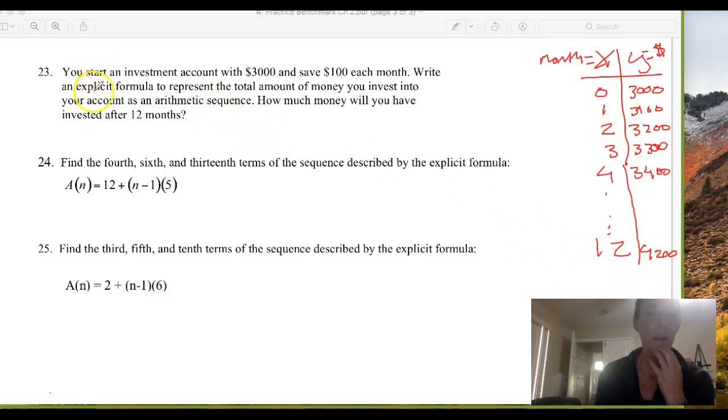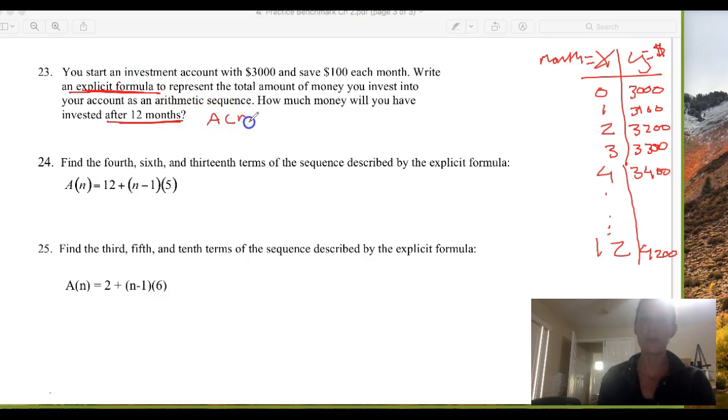Now, if I want to write an explicit formula, the reason I would do that is, what if I said, how much is my account after 42 months? I don't want to add this all up after 42 months. Let's write a formula that will figure that out for us. Now, I ask you for the explicit formula, and then I ask you for how much after 12 months. Make sure you answer both questions. The explicit formula looks like this.